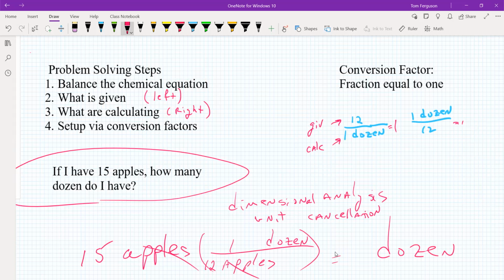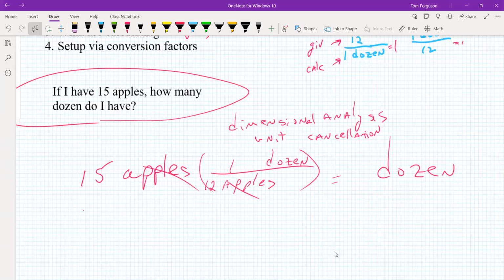Okay, so step number one, we have a chemical reaction. Don't worry about that. Number one, what's given? Look for the number. You're going to have two units in your problem. One's going to have a number attached to it, the other's going to have no number. The one with a number attached to it is the given. The one that doesn't have a number is what you're trying to calculate. So the calculated is on the right, the given on the left, and in the middle we have a conversion fraction with the right inversion, so our given cancels.